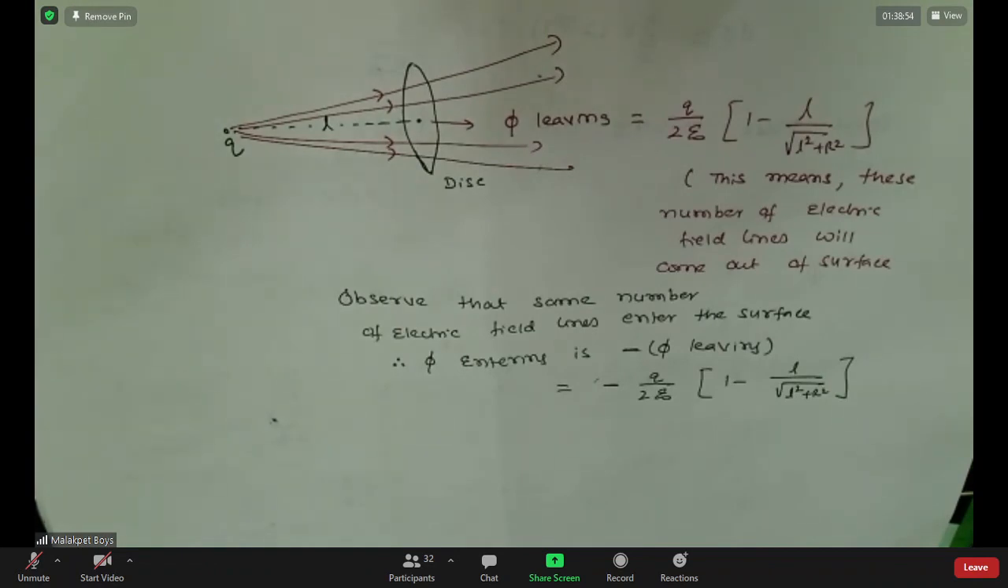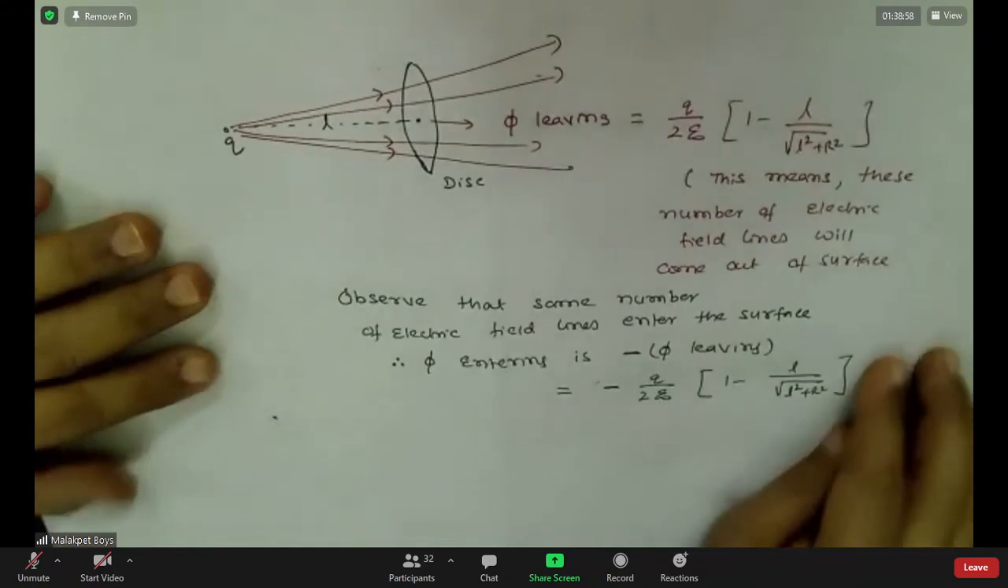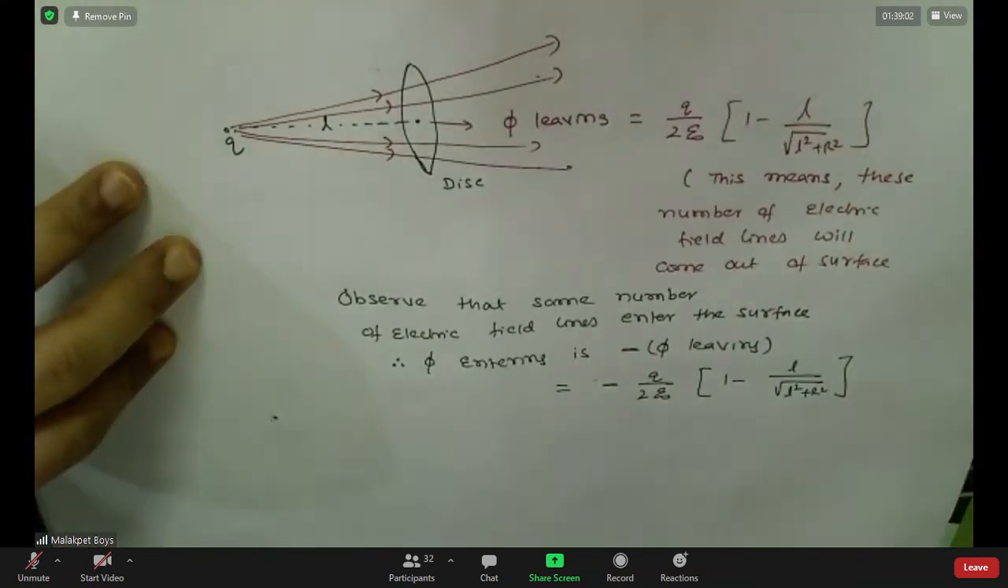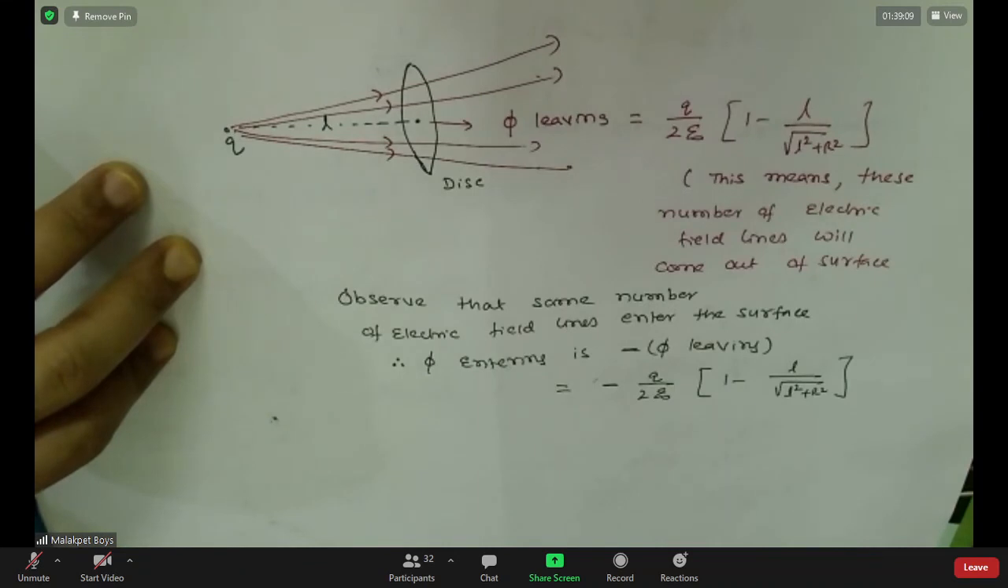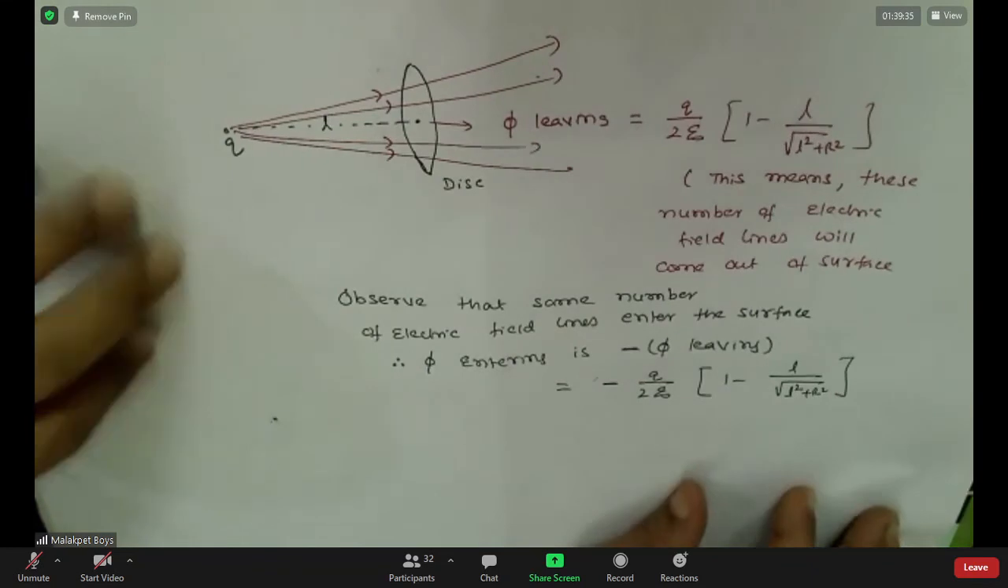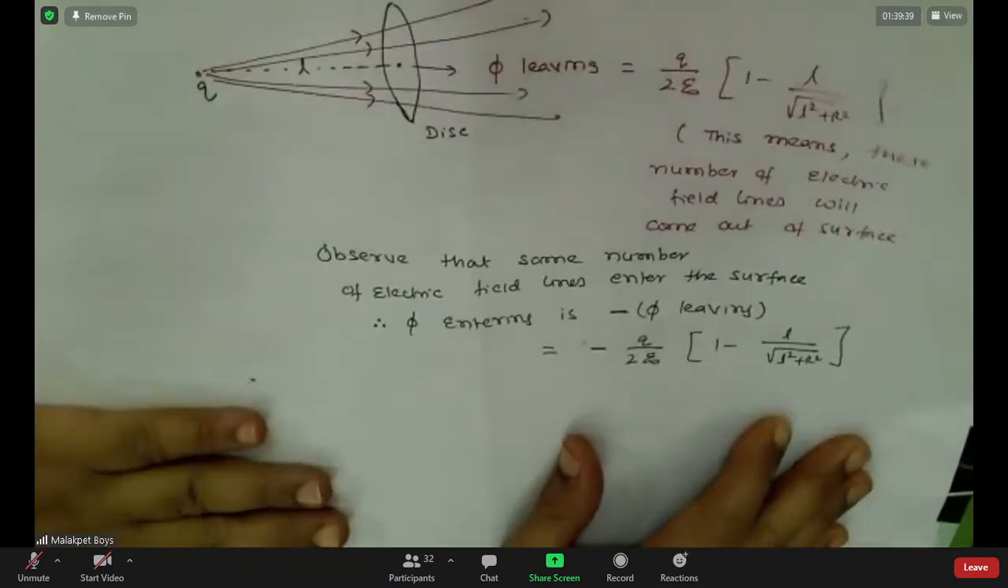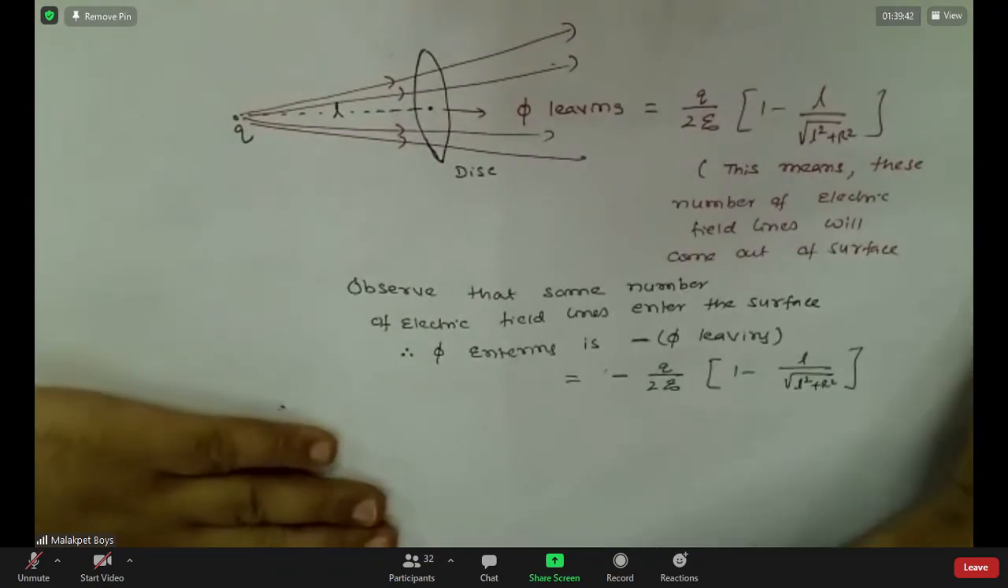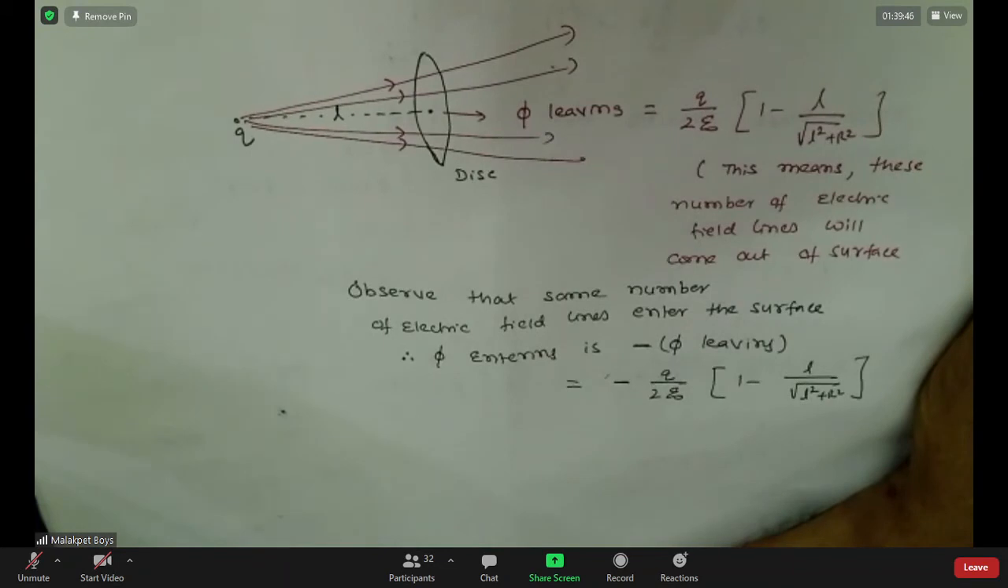Shall I turn this? One minute, sir. Shall I turn this? Yes, sir. Last line, sir. Any doubt? No, sir. No doubt. Done, sir.